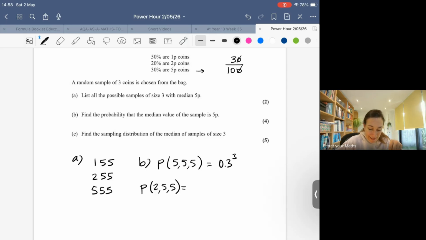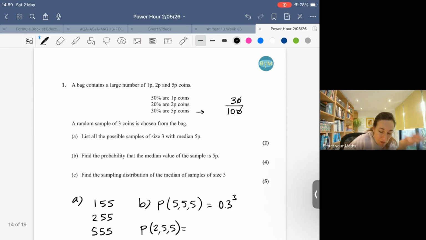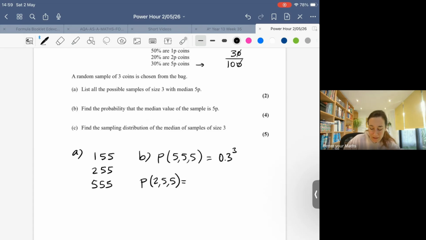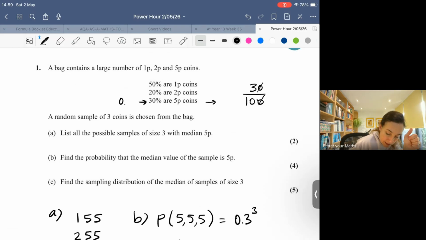It's 0.3. And then the other one is 20%, which is 2 out of 10, which is 0.2. Yes, 3/10 is 0.3. Sorry, forgive me. Now, 5 and 5 is 0.3 times 0.3. And the probability of getting a 2 is 2 out of 10, or 0.2. So the probability of a 5p coin is 0.3, the probability of this one is 0.2, and the probability of this one is 0.5.